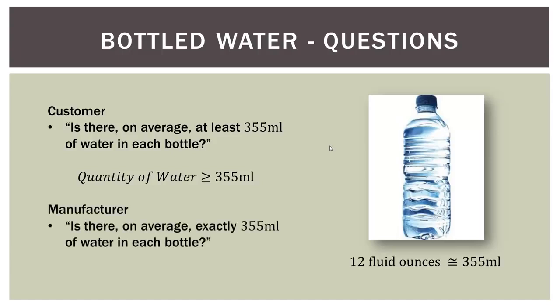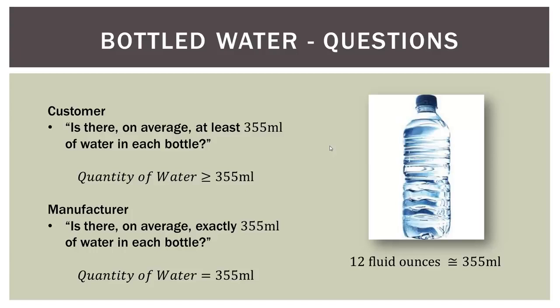Now, what if we're the manufacturer? We might ask a different question. Is there, on average, exactly 355 milliliters of water in each bottle? So we can write that as an expression, quantity of water equals 355 milliliters. Why is it different? Well, if we're the manufacturer, if we underfill the bottles, we're cheating our customers. And they may be very angry with us, and the government may be angry with us, and things like that. If we overfill them, we're cheating ourselves because we're making a higher operating cost for ourselves. So instead of putting that extra water into future bottles, we are overfilling current bottles.